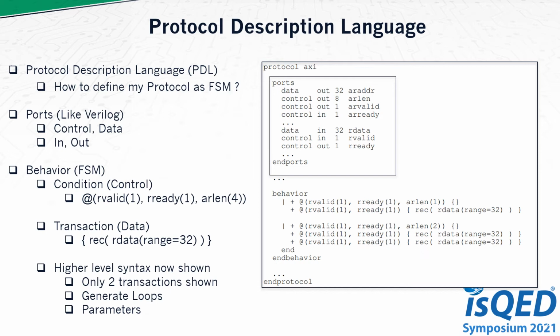The second part of the definition is called the behavior. A behavior statement is equivalent to a finite state machine, and thus many behavior statements corresponding to many finite state machines can be used. We show a simple behavior statement which contains read bursts of size 1 and 2. We model the conditions using the ampersand symbol and a list of arguments, and following the conditions we specify the transaction that follows. In this case, we are receiving our data. In the example, we show simple syntax for a subset of the protocol, but for the actual protocol, we support generate loops and parameterization that make the code more concise and human readable.